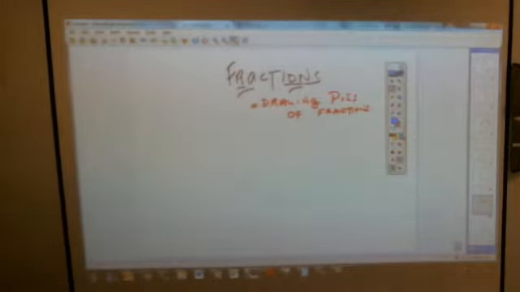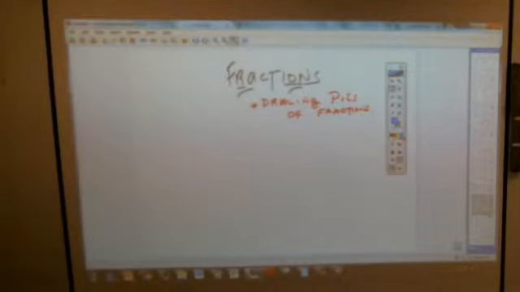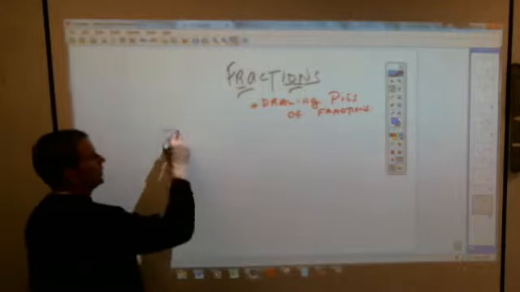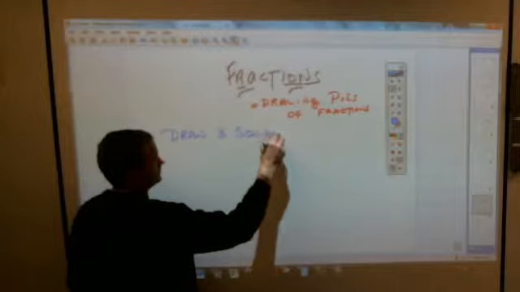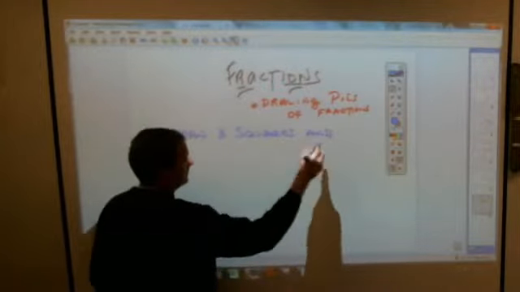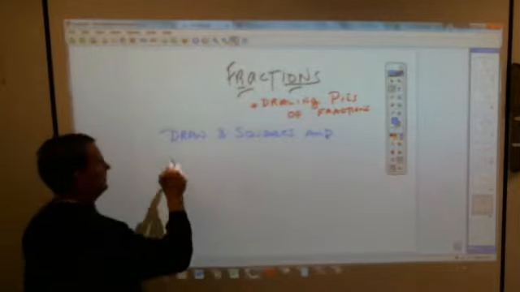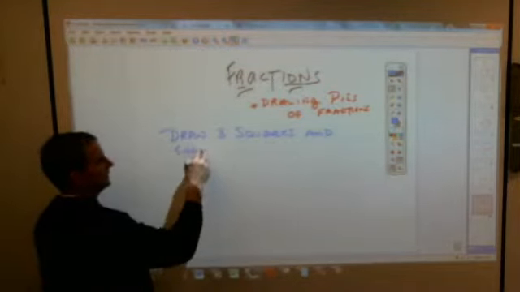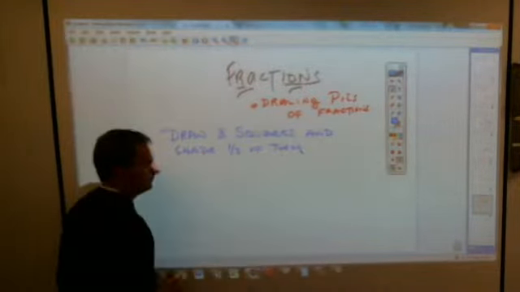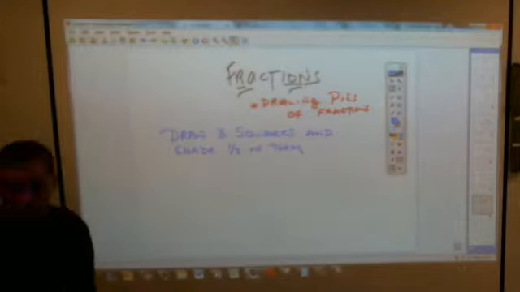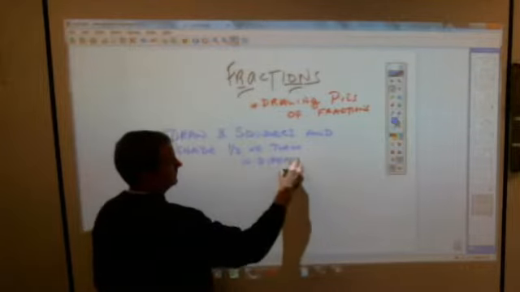And for example, here is one. Draw 3 squares and shade 1/2 of it 3 different ways, and shade 1/2 of them in different ways. In different ways. Now, let me throw this at you.